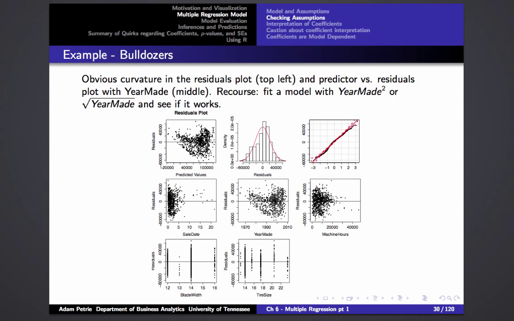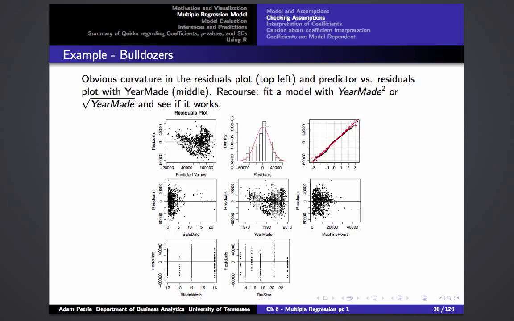All right, so our first 3 plots show the residuals plot, residuals versus predicted values, histogram, and QQ plot. And I see an obvious problem with the residuals plot. I see obvious curvature here, so there must be some nonlinear relationship going on between the sale price and at least one of my predictor variables. When I go into the residual versus predictor plots, the residuals versus sale date, residuals versus year made, etc., they all look pretty good except for this guy. The residual versus year made plot shows very obvious curvature, and in fact it looks a lot like the curvature we see in the residuals plot.